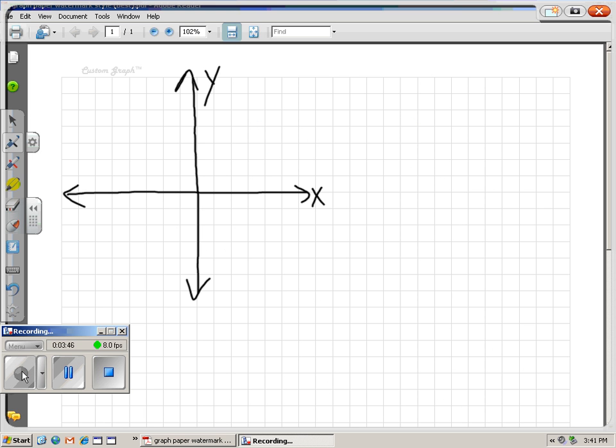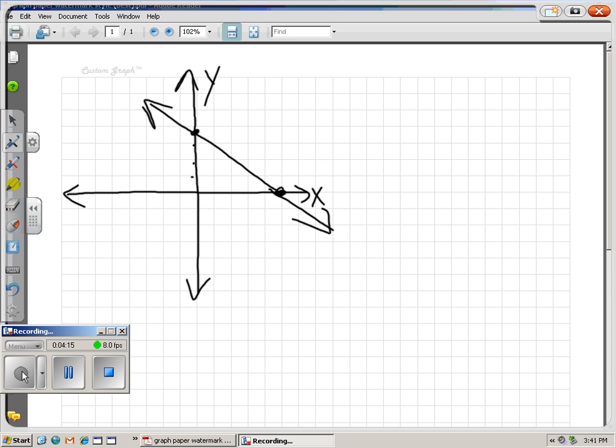Okay, so what would that look like on a graph? My x-intercept was 5. That means my line's going to cross the x-axis at 5, and my y-intercept was 15/4, which is like 3 3/4. So 1, 2, 3 3/4. We'll call that right about there. So my line's going to go through my x and y intercept.